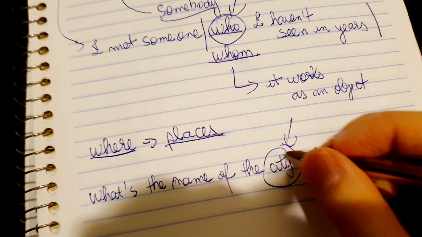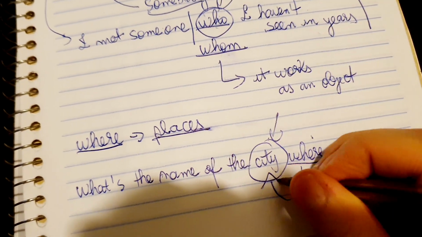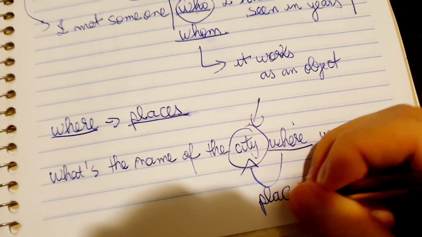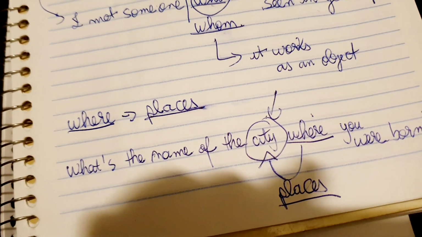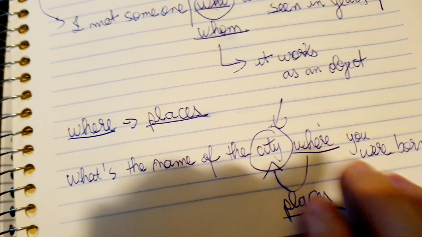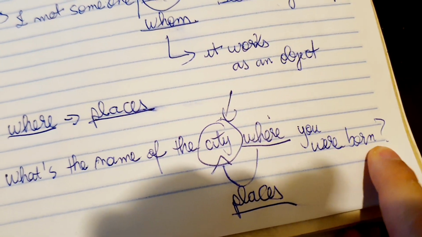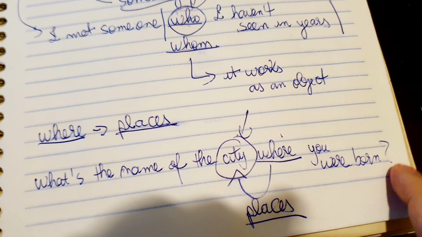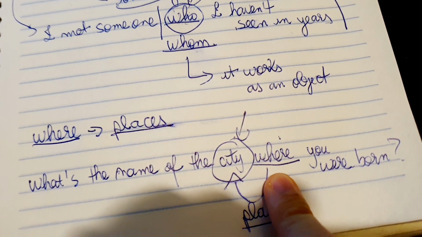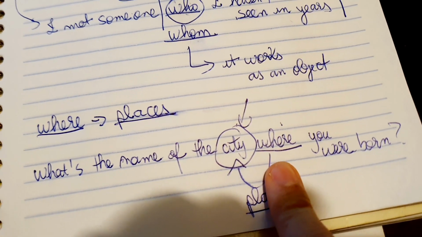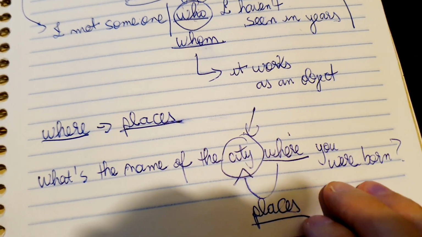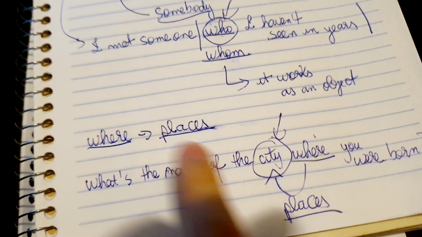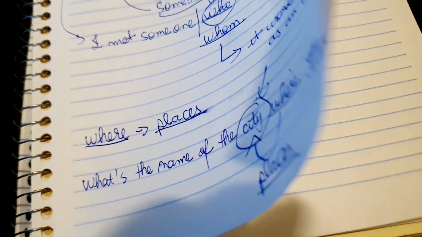First of all, where is used only when you talk about places. And you can use them as an object, okay? I was born in João Monlevade, for example. I was born in Brazil, the country I was born. So it's the place. You can also use where at the beginning of a relative clause.